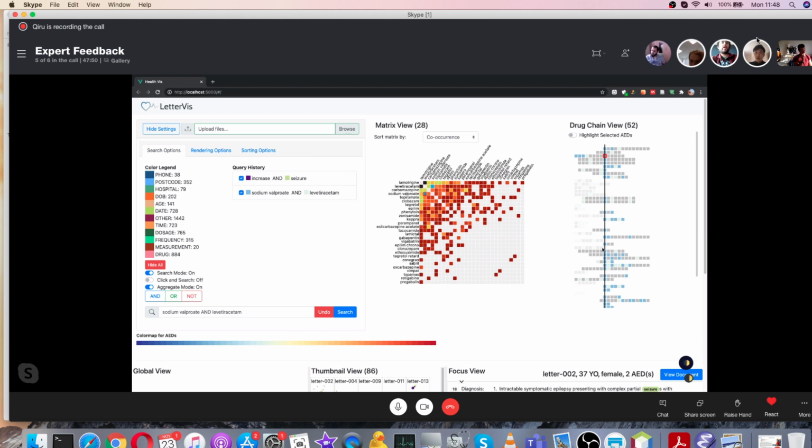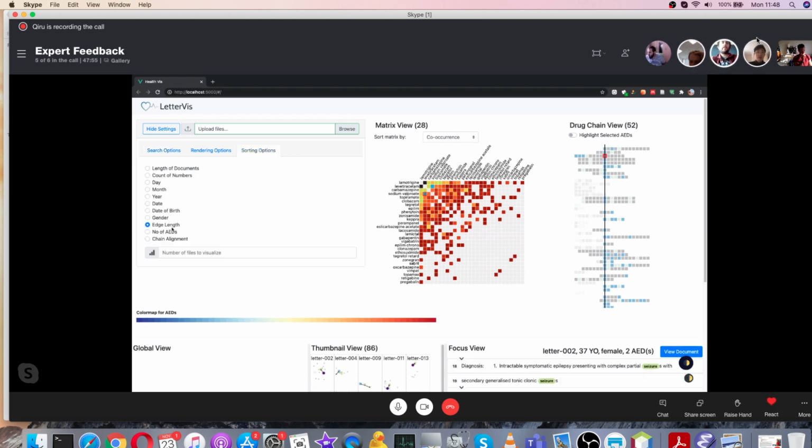Yeah, well, that's the thing. You could have drugs on the left, and then on the top common side effects with anti-epileptic drugs. And then you'd have a nice, you know.